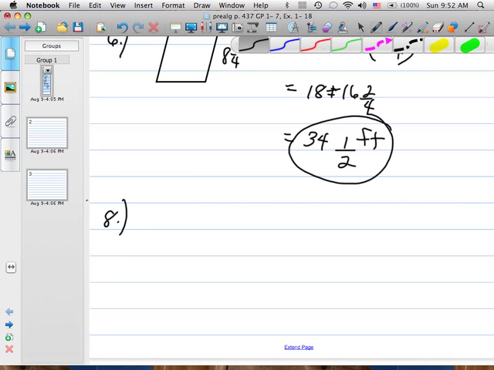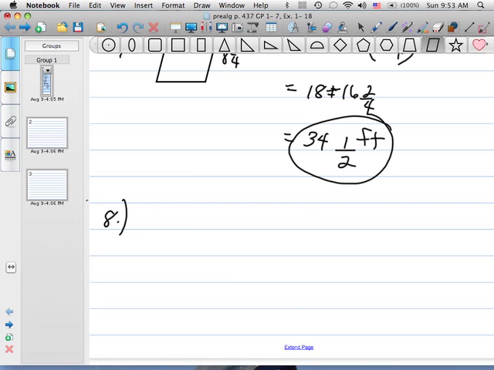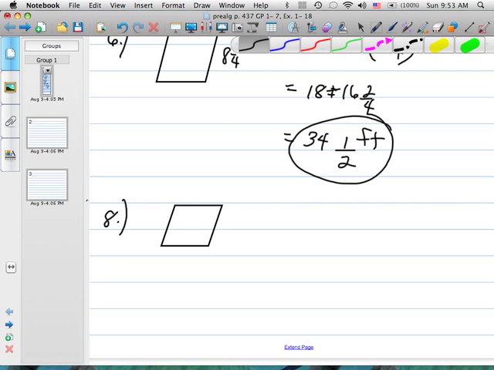Number 8, a rhombus with one side that measures 3.22 meters. Remember, a rhombus has all equal sides. So if each side measures 3.22 meters, the formula would be the perimeter equals 4 times that one side, because there are 4 equal sides. So 4 times 3.22 would be 12.88 meters.